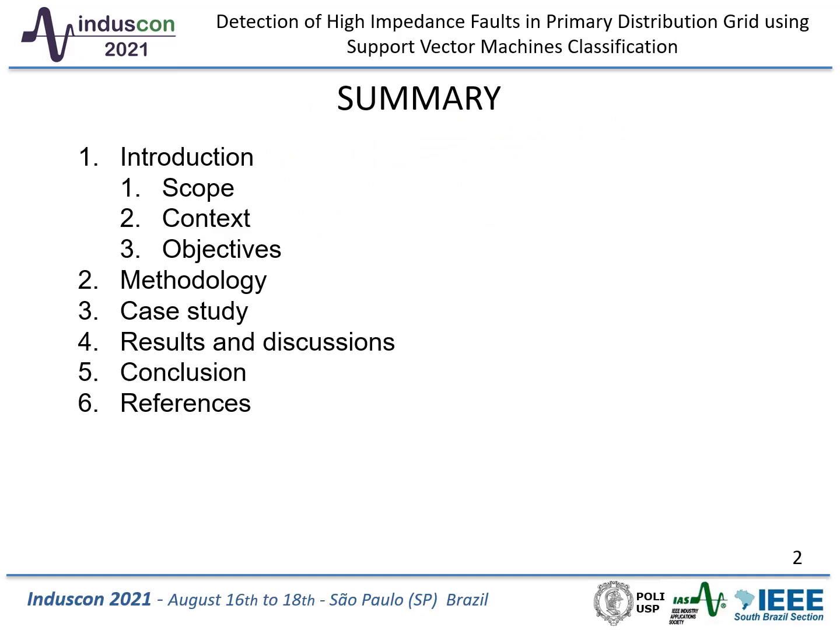This presentation is divided into 5 major parts. Firstly, we will briefly approach the scope, context, and objectives of this work. Next, we are going to discuss the methodology described in our paper. Section 3 presents the case study from which measured current data is collected, extracted, and used for training the supervised learning classifier. Finally, Section 4 presents both classification and detection results. Sections 5 and 6 then present our final conclusions and references used in this work, respectively.